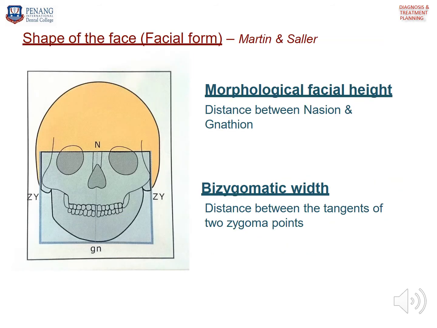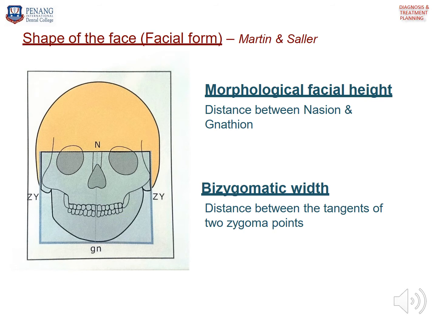The next one is the shape of the face or facial form, which was introduced by Martin and Saller. The simple way of describing the face is to classify it as round, oval, or square. There is a more scientific classification. There are three types, which are mesoprosopic, euryprosopic, and leptoprosopic.